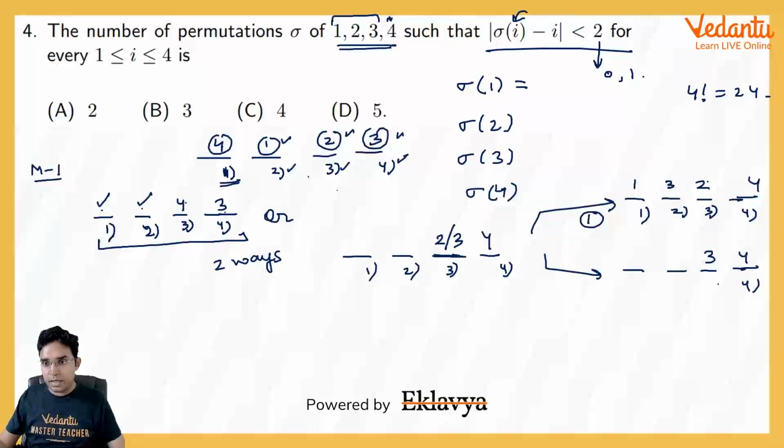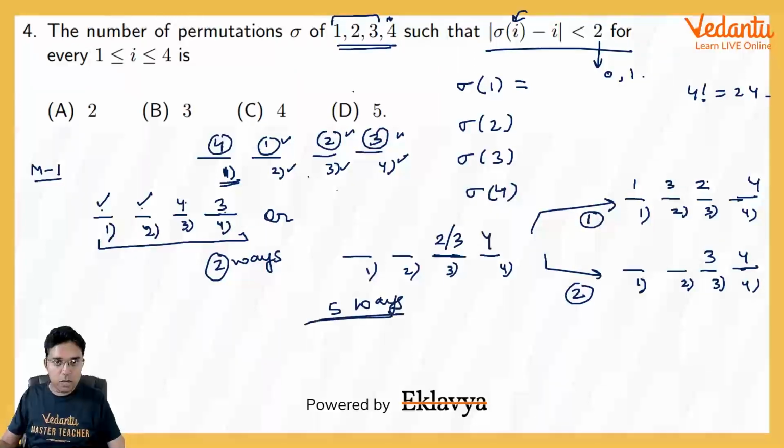If 4 is here, 3 is at third place, I think once again 1 and 2 are having two possibilities. So 2 for this case here. So 2 here, 1 here, 2 here. So total will be 5. So answer will be D.